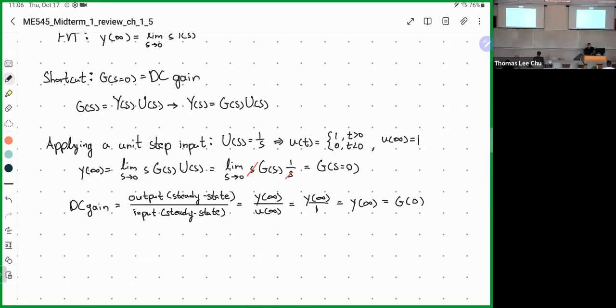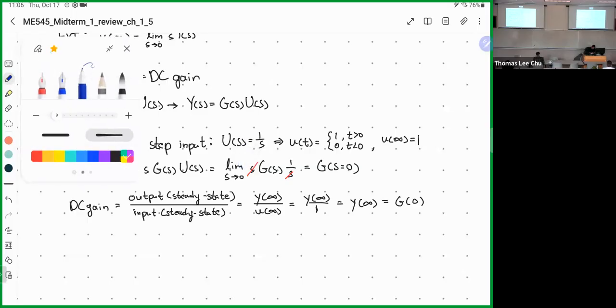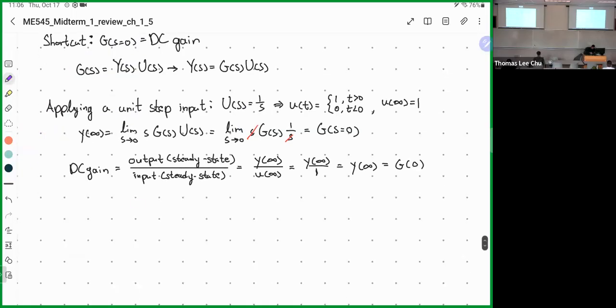So when I find the DC gain of a system, I can do it immediately without applying all these steps. If I have the transfer function, I just apply s is equal to 0 and I get the DC gain. And that's my shortcut. So maybe to really emphasize this point here, g at 0 is your DC gain.